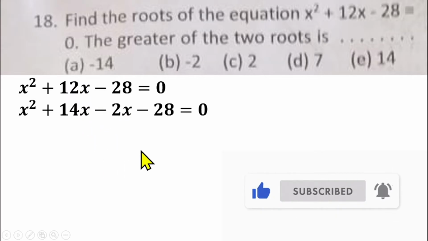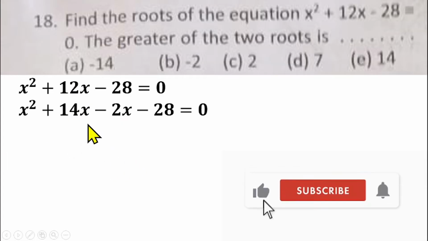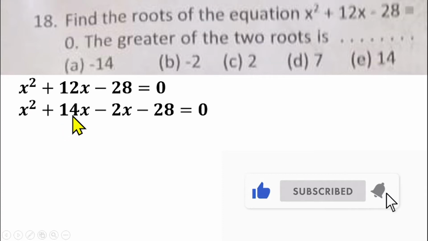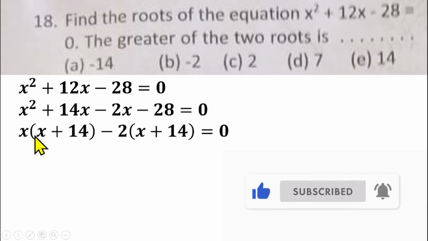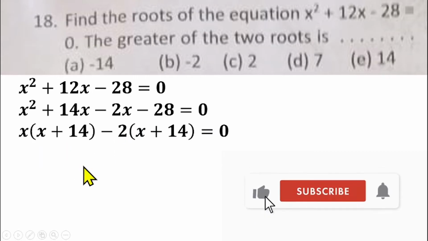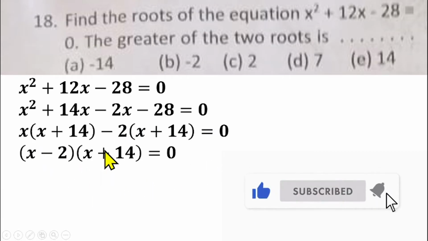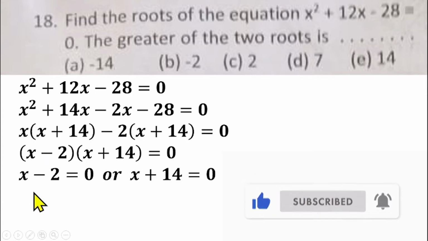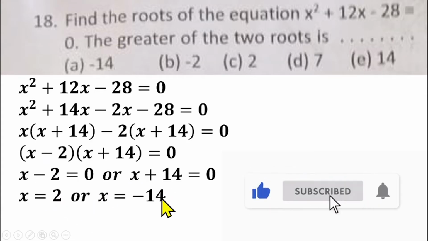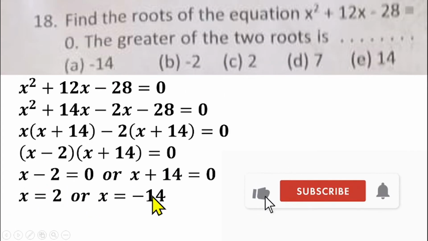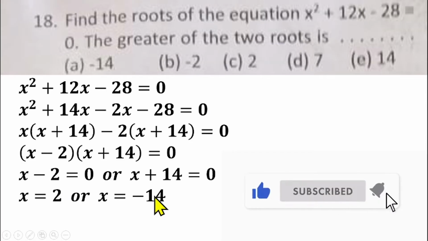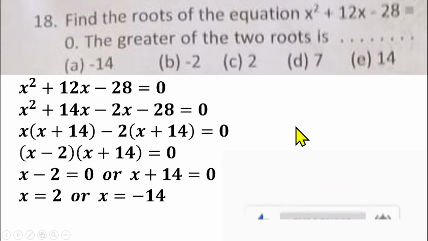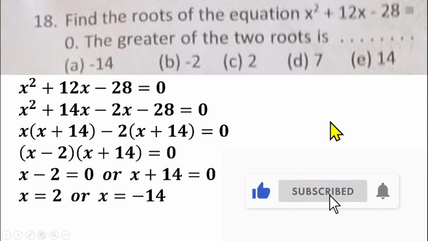These are the things you have been doing so far in this video. You have done quadratic equations like 3 or 4 now. Then factorize this. So you'll be having x into x plus 14, minus 2 is common. You have minus 2 into x plus 14 equals 0. Then you have x minus 2, then x plus 14 equals 0. That means each of them will be equal to 0. Then you find x to be 2, and x is equal to minus 14. Because I said you should find the greater of the 2 roots. So which of 2 and minus 14 is greater? 2 is greater than minus 14. So that makes option C the right answer for question number 18.